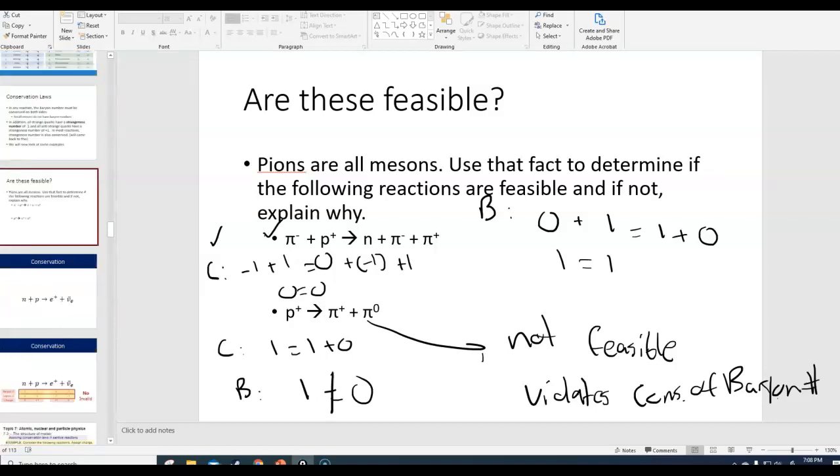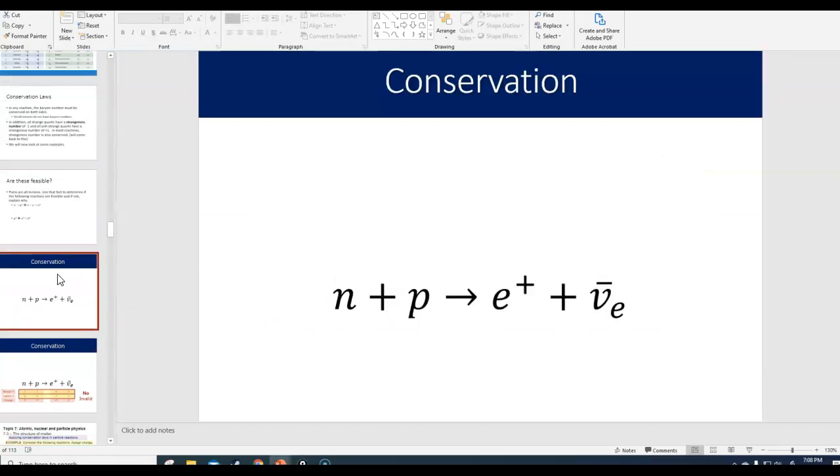So let's do a few more examples. Take a look at this reaction right here. Here we have a neutron and a proton combining to produce, think for a second about the first particle on the right side, a positive electron, which is the same as an anti-electron, which is the same as a positron. So we have an anti-electron right here, and then we have an anti-electron neutrino. Now this actually has 2 issues with it, and I can spot them right away.